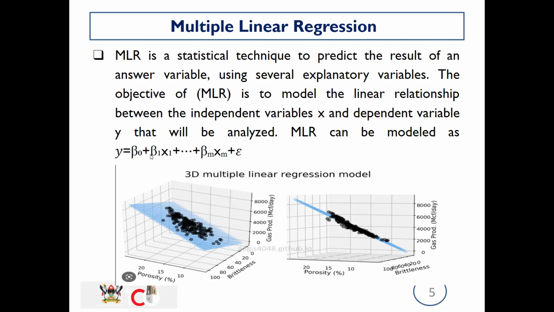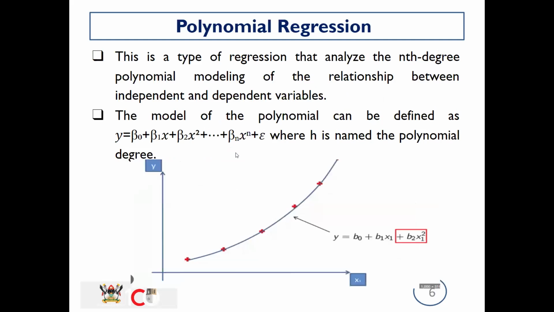So again, y is our dependent, then this is the y-intercept, which is the value of y just in case porosity and brittleness are 0. Yeah, and then E is our term we intend to minimize using linear regression.